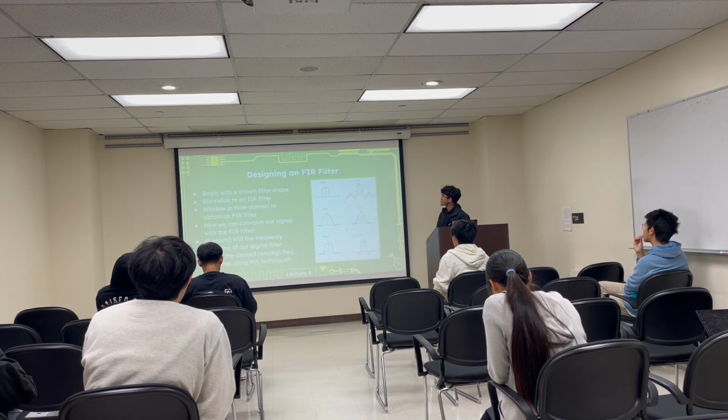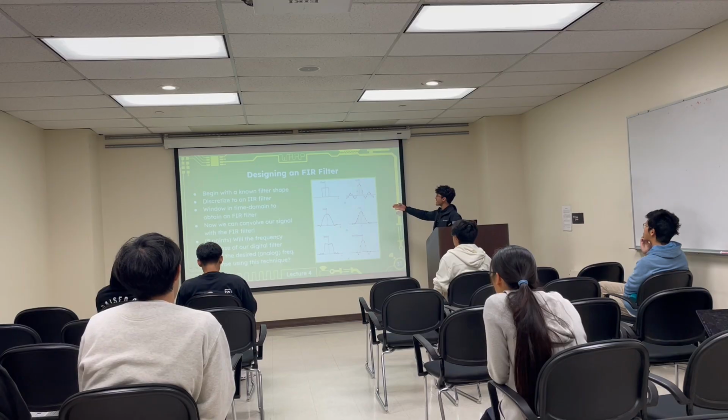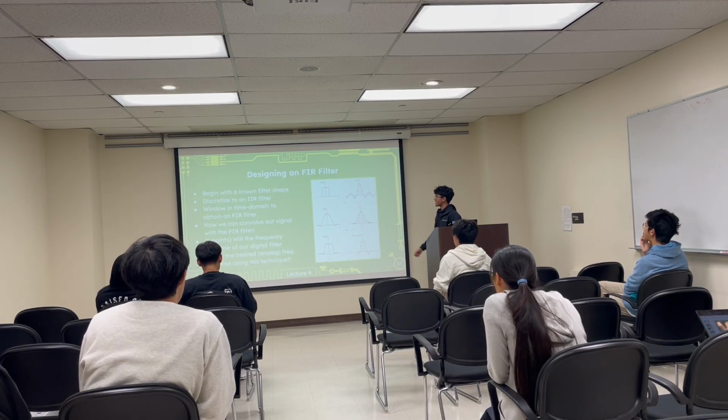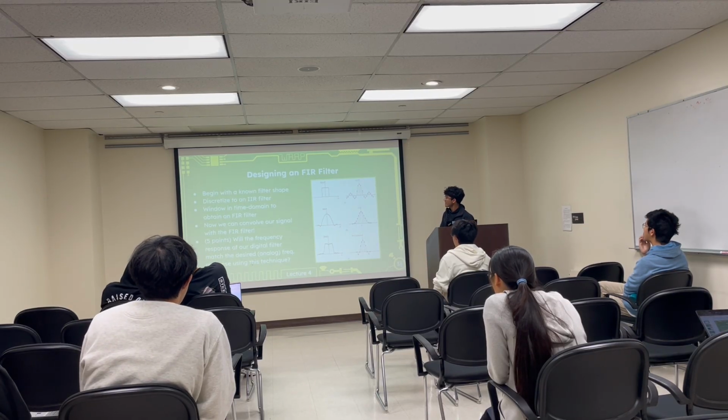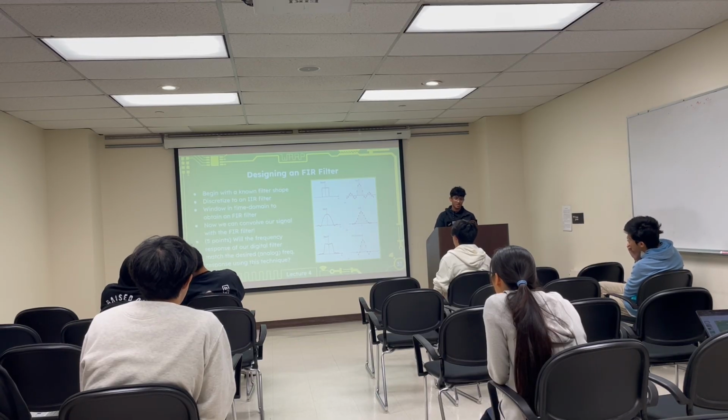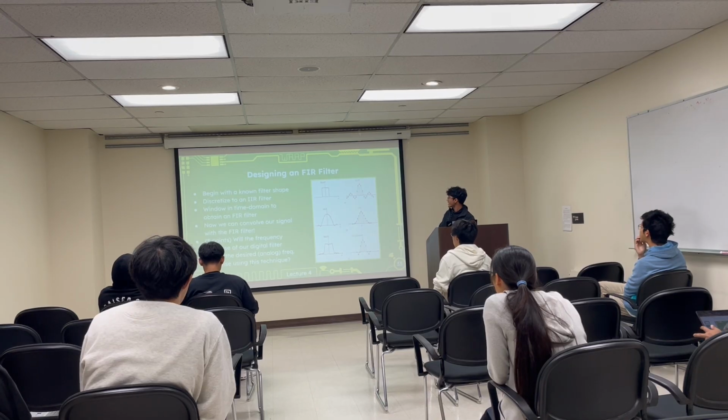So in terms of designing an FIR filter, there are many ways to do this, but the simplest is basically to begin with a known filter shape in continuous time, and then take a discrete sequence to map to that analog filter. From there, because we want a finite number of coefficients, we're going to want to window our filter. And then from there, we obtain an FIR filter. You just have a list of discrete components, right?